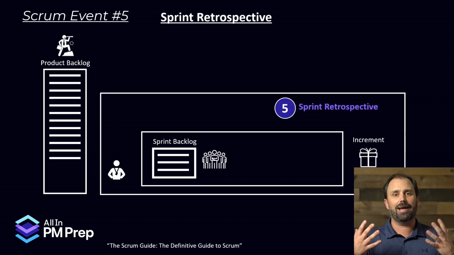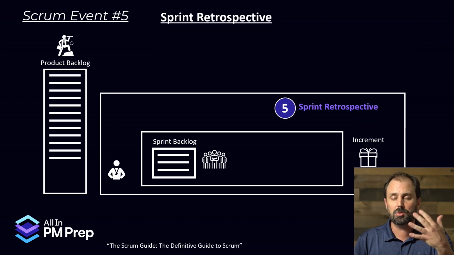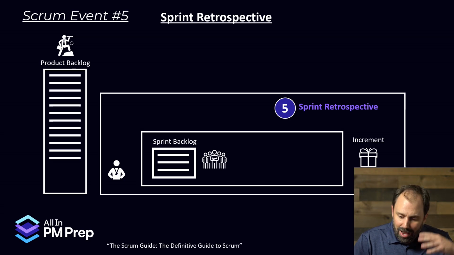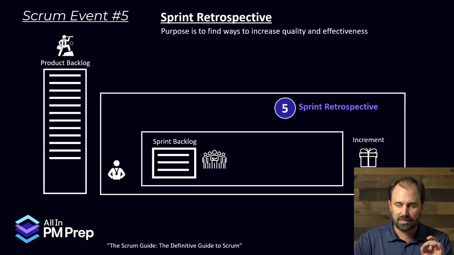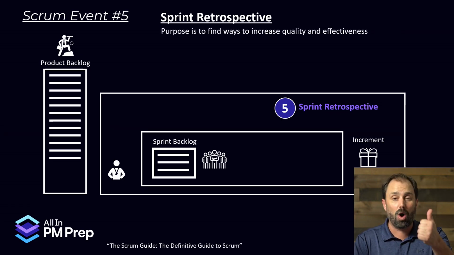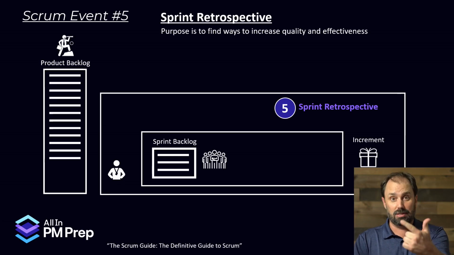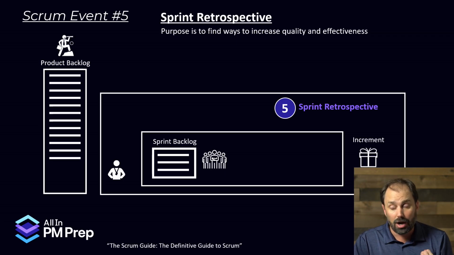Now, the last event is called the sprint retrospective. And this is our continuous improvement hour and a half, if you will, every 2 weeks. Now, the purpose is to find ways to increase the quality and the effectiveness of the team. So if it's for the team, who needs to be there? The product owner, the developers, the Scrum Masters, they all got to be there.